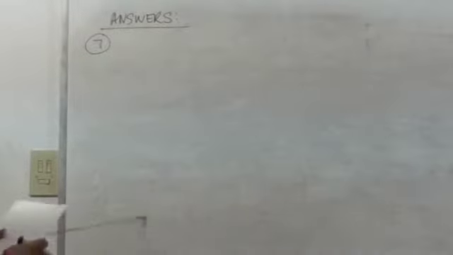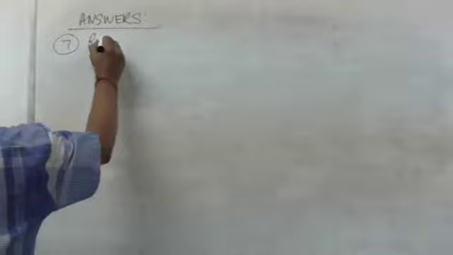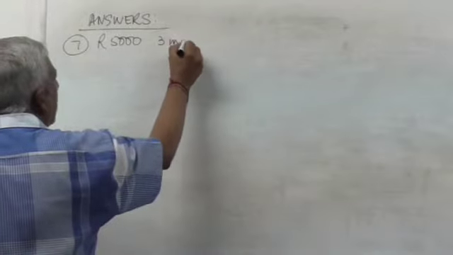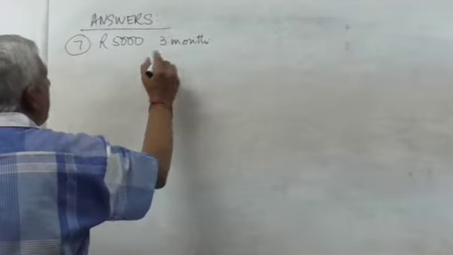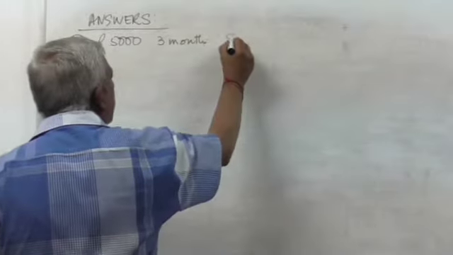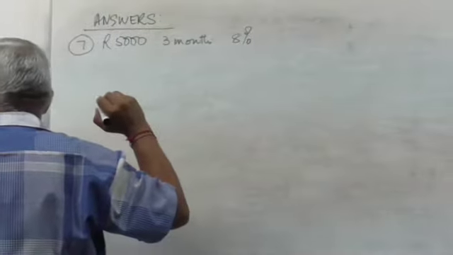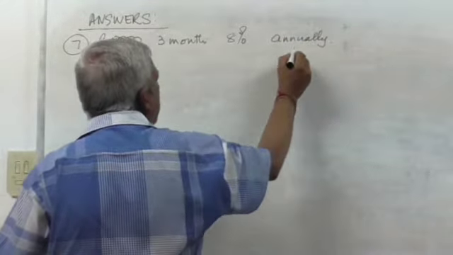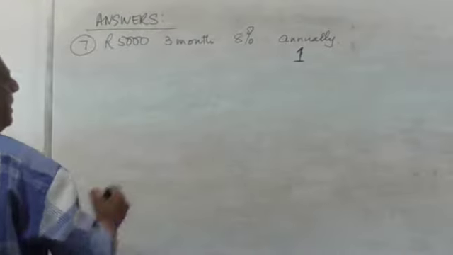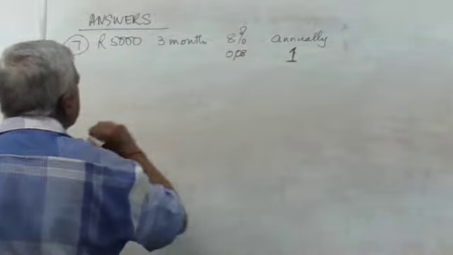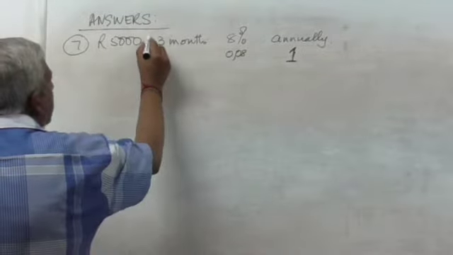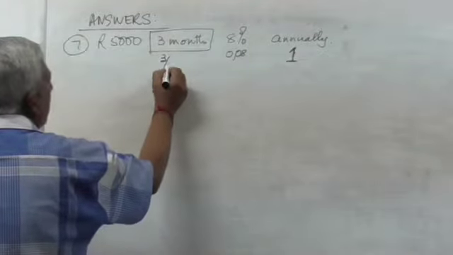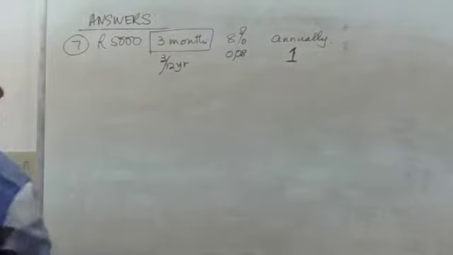Now, number 7, the amount is still 5,000, but the time is 3 months, not 3 years. The time is 3 months. And the rate is still 8%, and it's annually. So annually means I'm going to divide by 1. 8% is 0,08. So now this is the time, but the time must be in years. So this has to be 3/12. Now it's in years. You see?